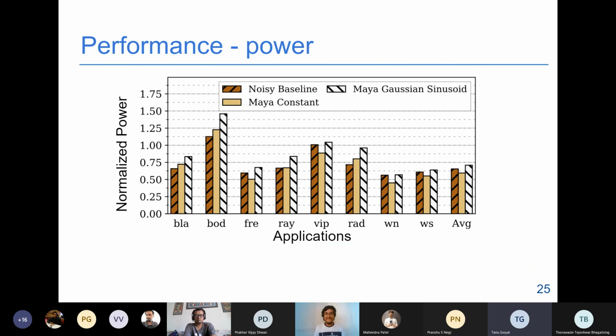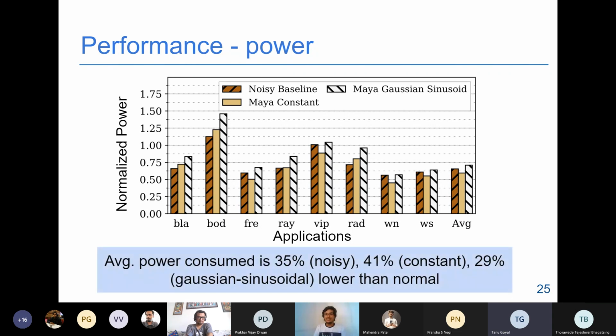Now that we have looked at how Maya is on the security side, let's evaluate its impact on performance. There are some overheads on the performance side. On this slide, I'll be showing you the impact of Maya on the power consumption. The y-axis is the normalized power, and the x-axis is the different applications which were running on the computer system when the power was measured.